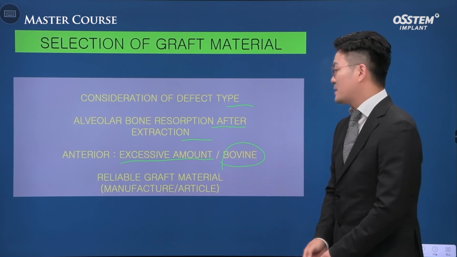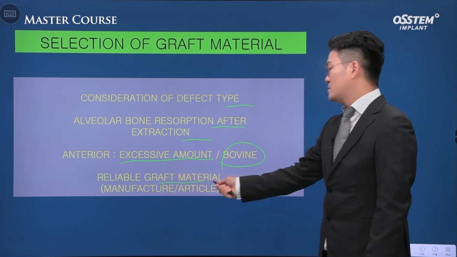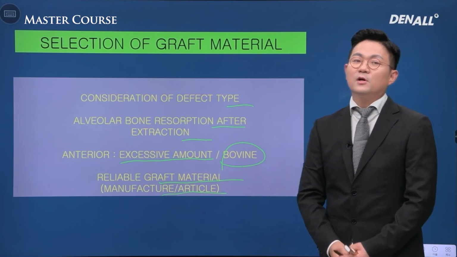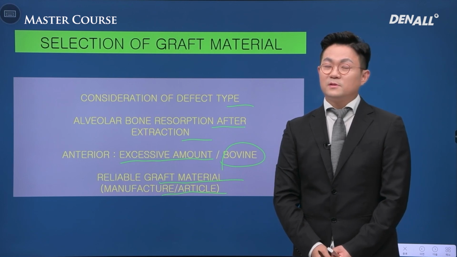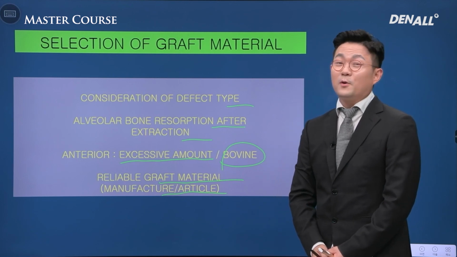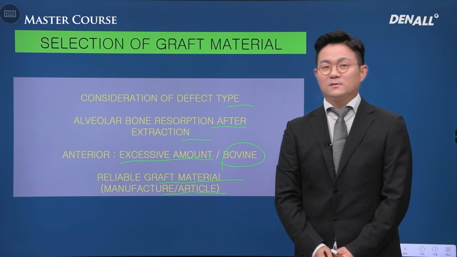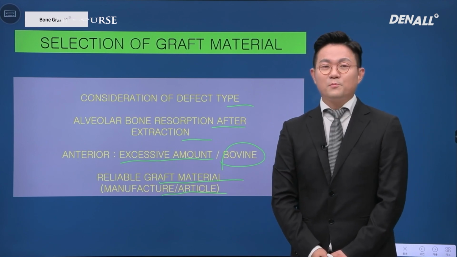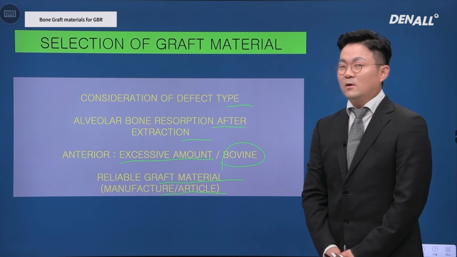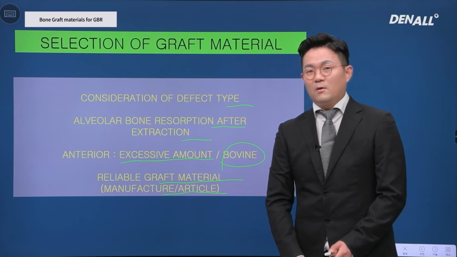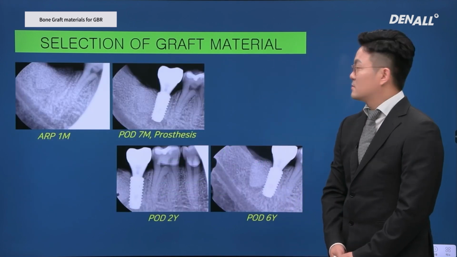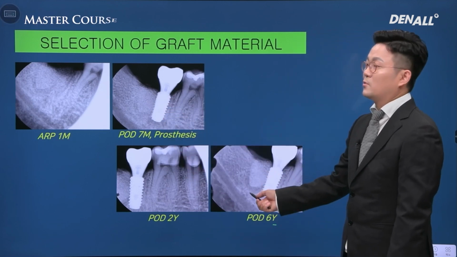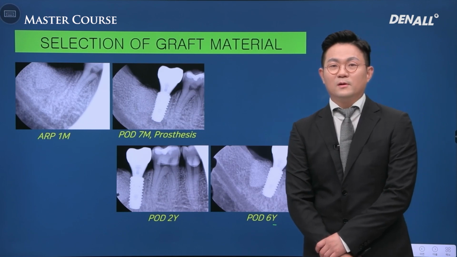In the anterior region, excessive amount should be used, and the bovine bone should be used if possible. And the reliable graft material manufacturer should be used with evidence-based articles. So my advice is you need to be careful in choosing new material on the market, which is not proven and has not been used for a long time by many users. Xenograft up to 6-year follow-up is hardly resorbed.